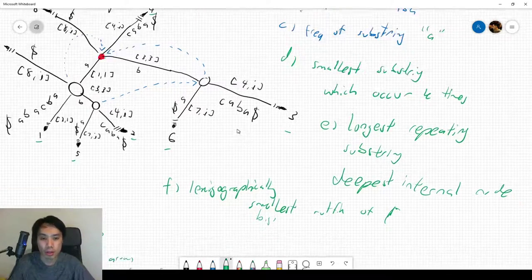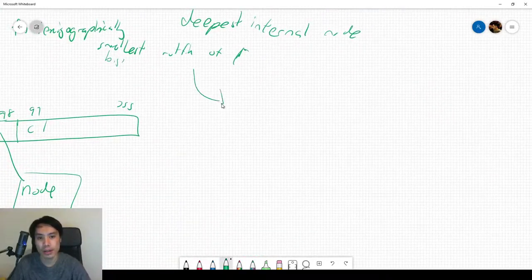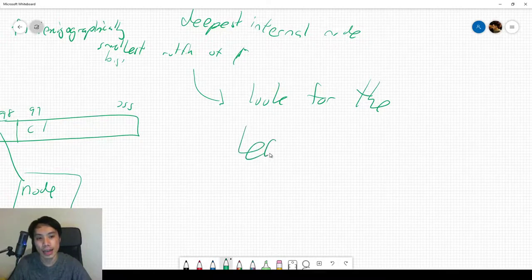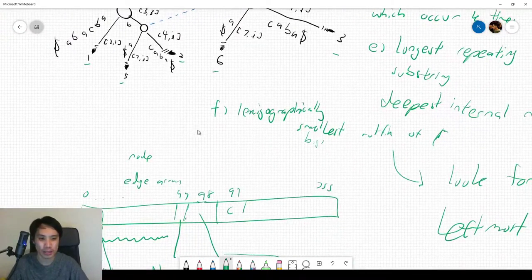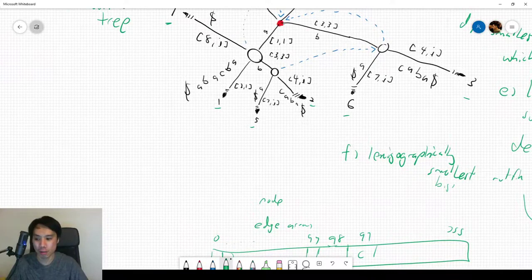Okay, so the answer is, look for the leftmost leaf. That's all, right? A very, very simple question. And the last and final question, right? G. How to find the suffix array?